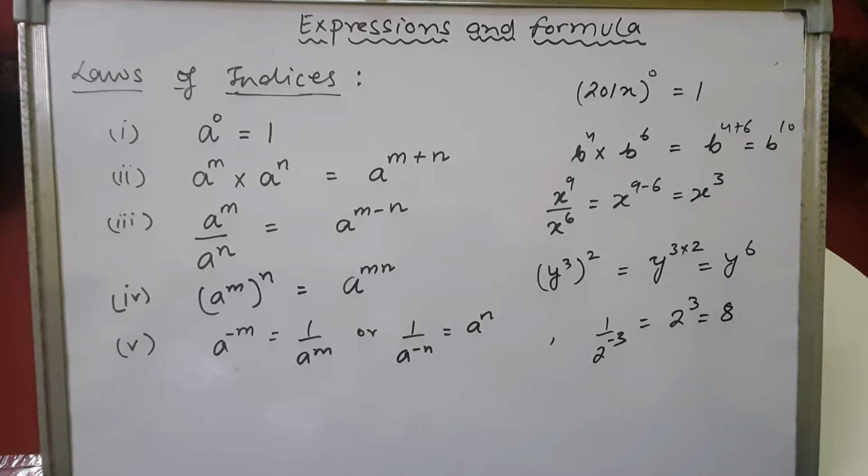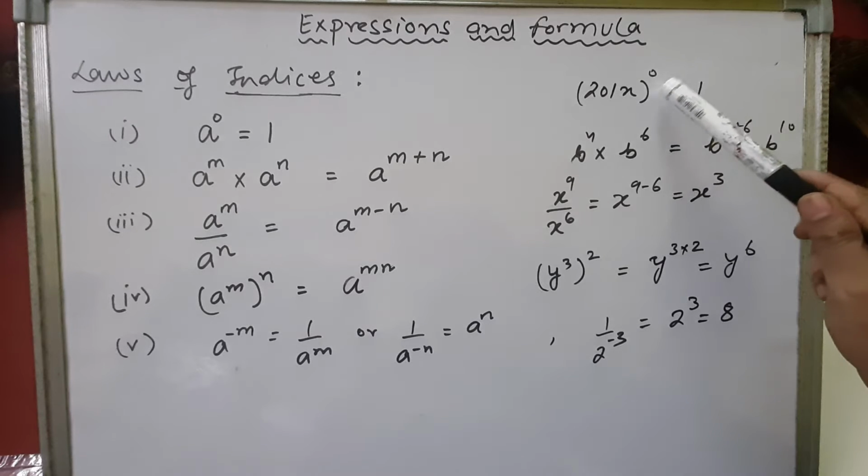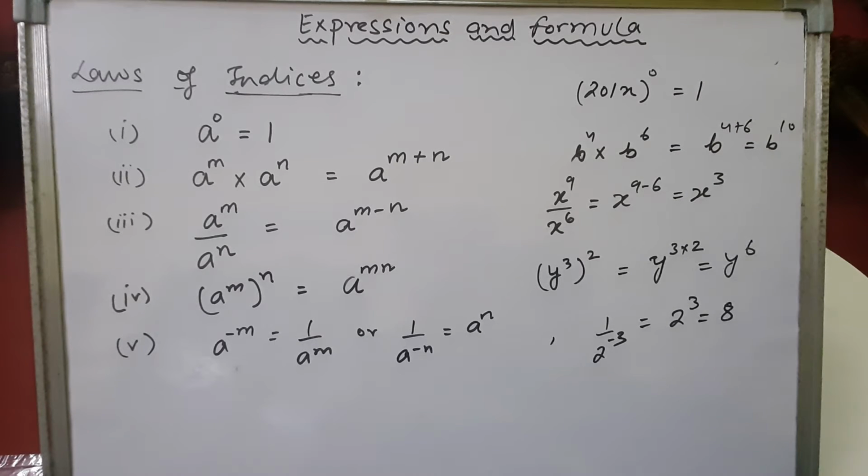Now the first law is a to the power 0 is equals to 1, right? That means any term, any variable, any constant, any value having power 0, that value will always be 1. So I have taken an example here like 201x power 0, that value is 1. So any term, any variable, any exponent having power 0, the value will always be 1.